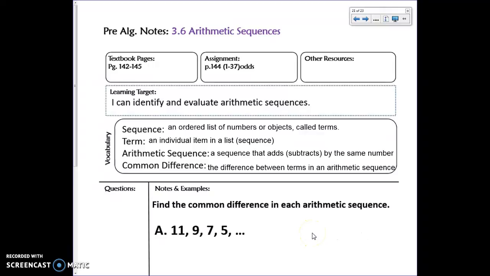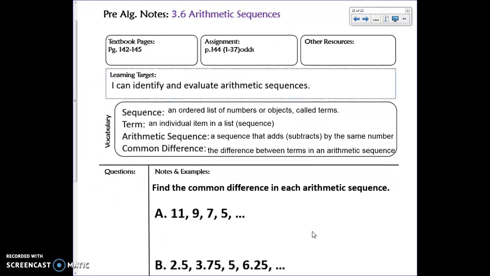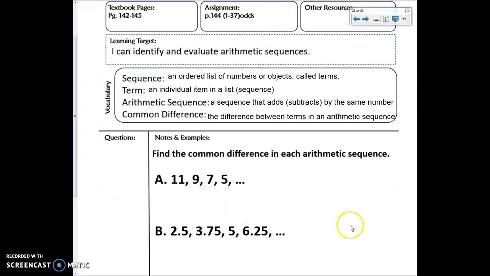Alright, find the common difference in each arithmetic sequence. So we know in this problem here for A, this is an arithmetic sequence, which means it is adding or subtracting by the same number. So what's it doing? It's going down by the same number. 11 to 9 to 7 to 5. Each of these numbers is a term. This whole thing is a sequence. They're telling us it's arithmetic because it's going down by the same number. The number it is going down by would be 2.